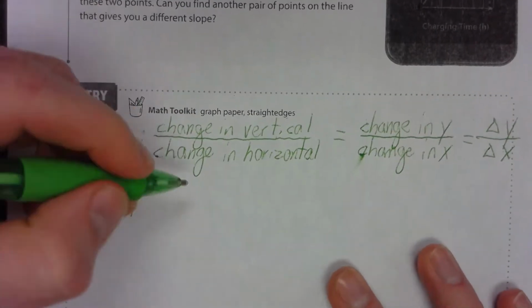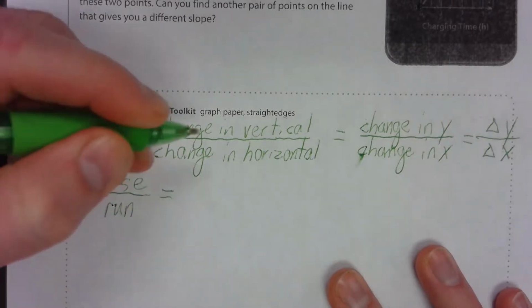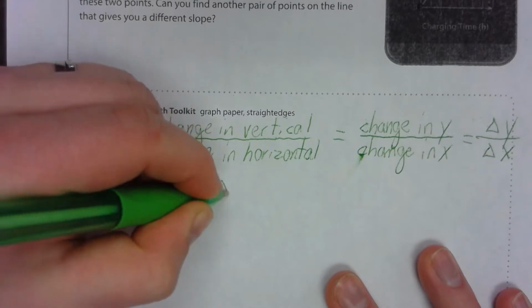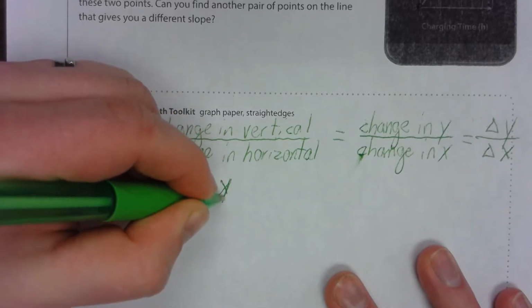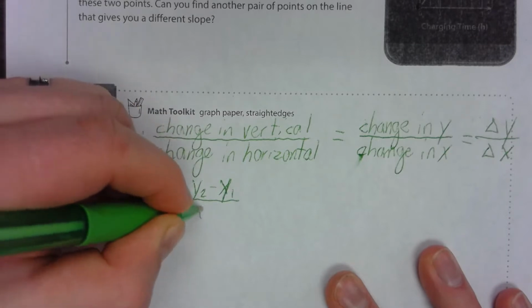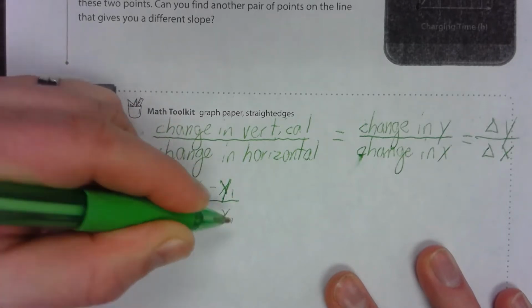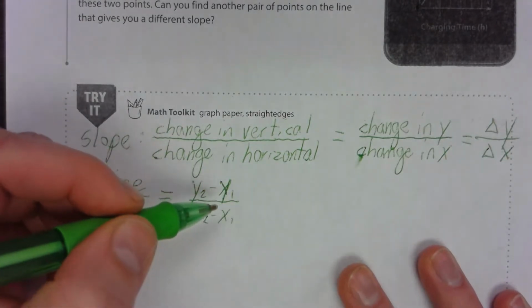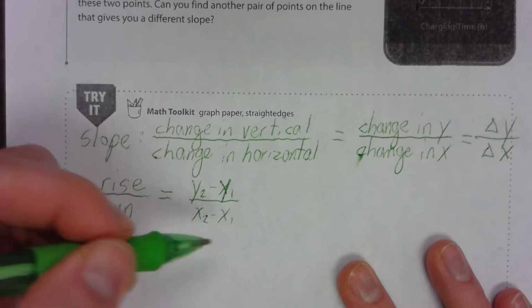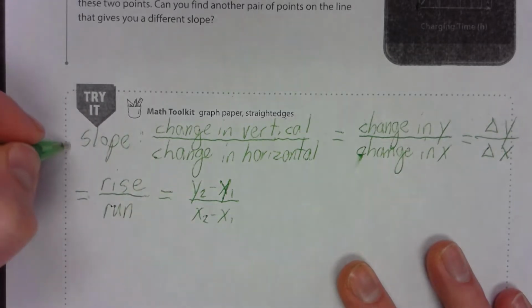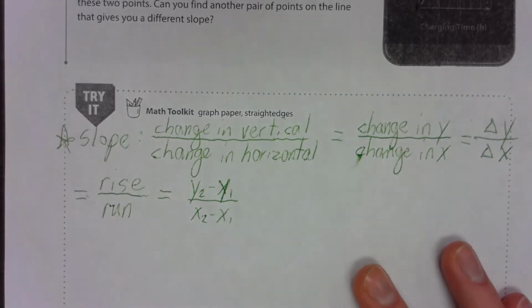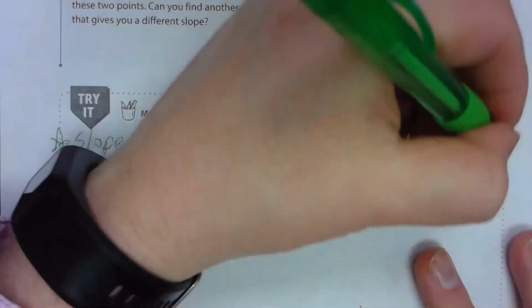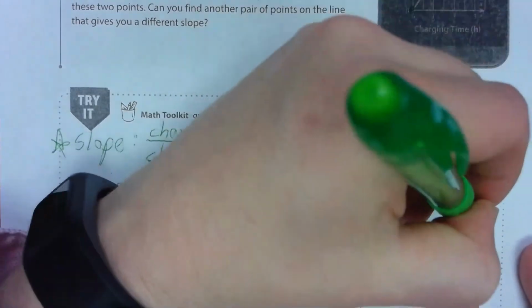Also, and here's the last one I'm going to give you, y2 minus y1 divided by x2 minus x1. Now I'm going to save explaining this for next lesson, okay? But I wanted you to have this so that we can have all the ways we're going to represent slope this year.